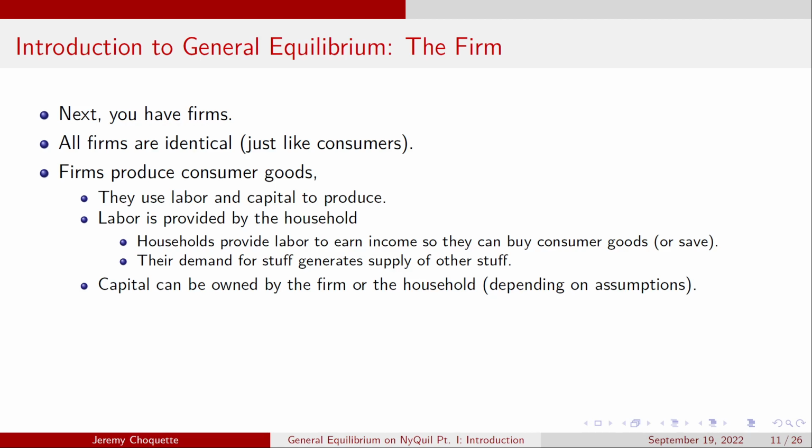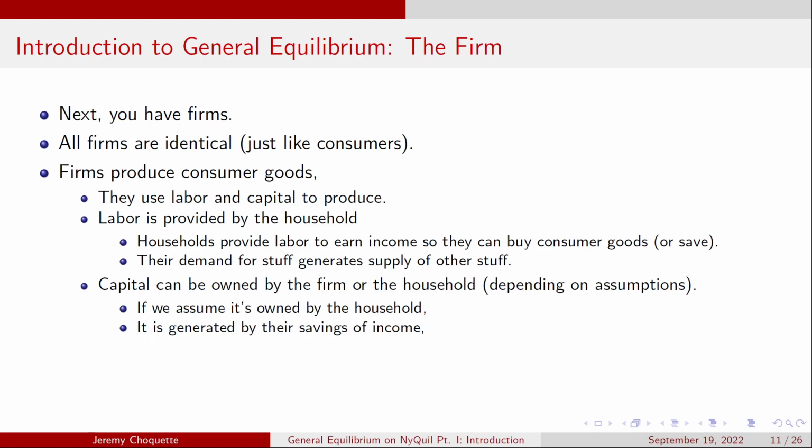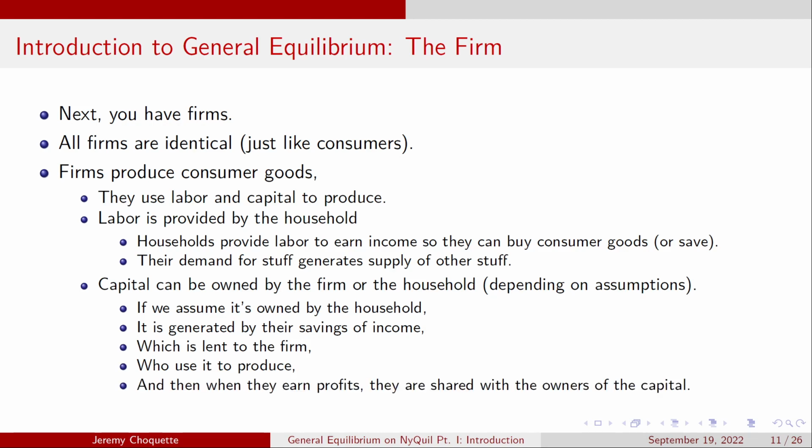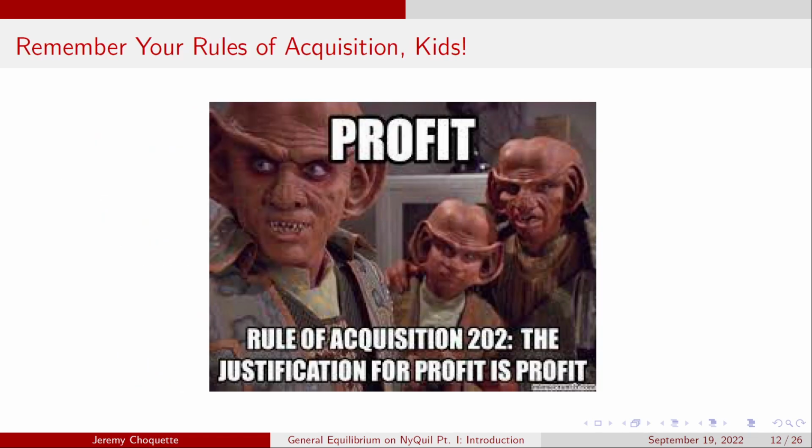Now, capital, which is the other input for production, can be owned by the firm or the household, depending on the assumptions inherent to the model. If we assume that it's owned by the household, it's generated by their savings of income, which is then lent to the firm, who borrow that money, use it to produce stuff, and then when they earn profits, they're shared with the owners of the capital. And according to Rule of Acquisition 202, the justification for profit is, in fact, profit.